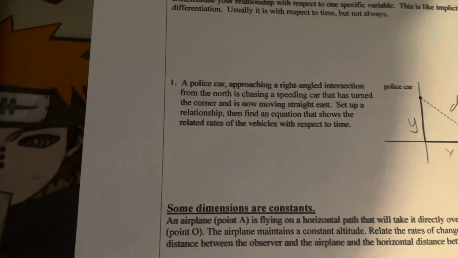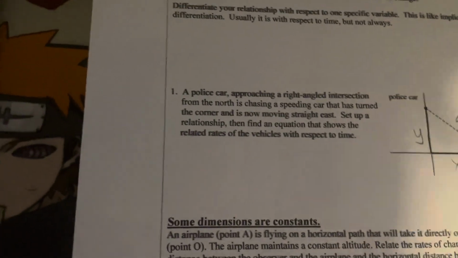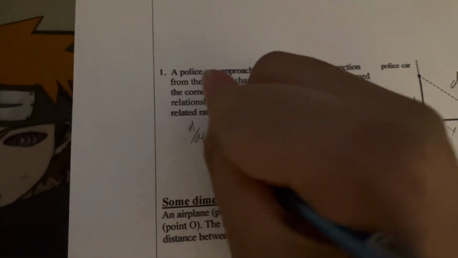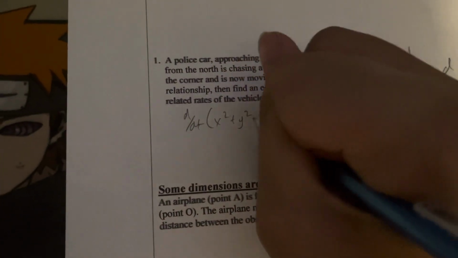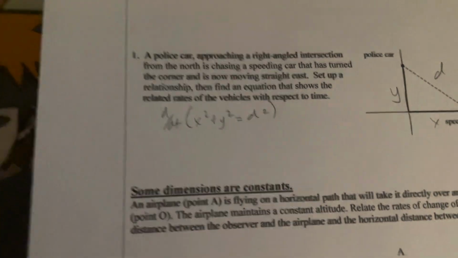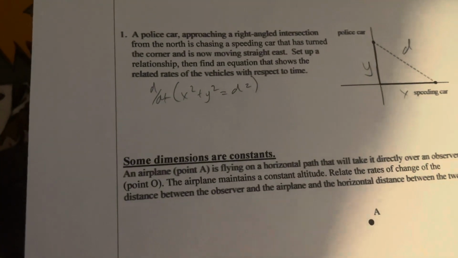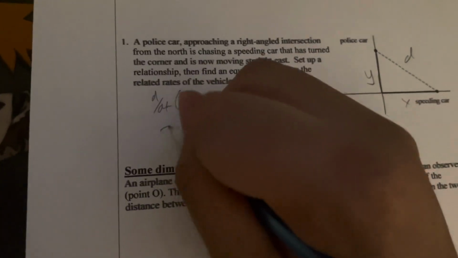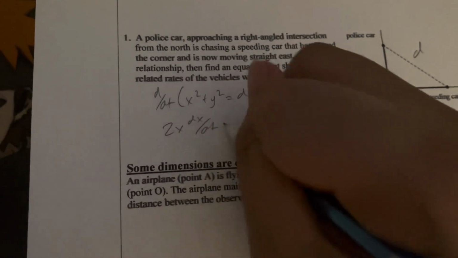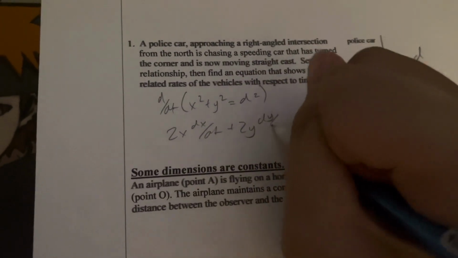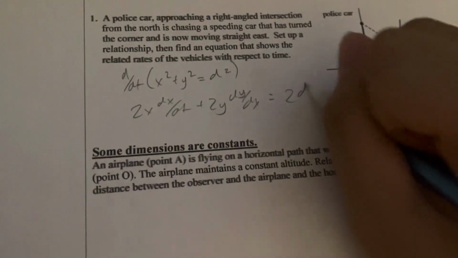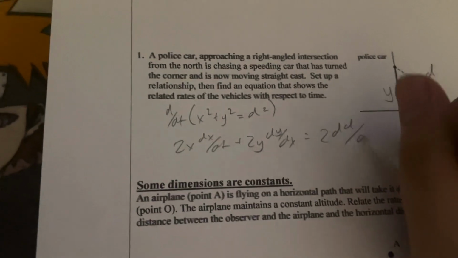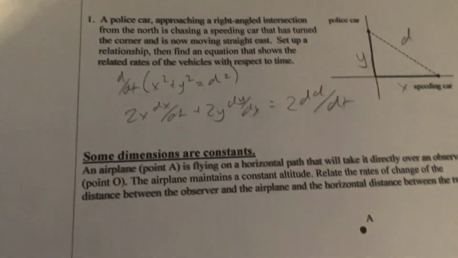So to set up our relationship to find an equation, we use x squared plus y squared equals d squared. It's the Pythagorean theorem. Find the derivative. So 2x dx over dt plus 2y dy over dt equals 2d dd over dt.